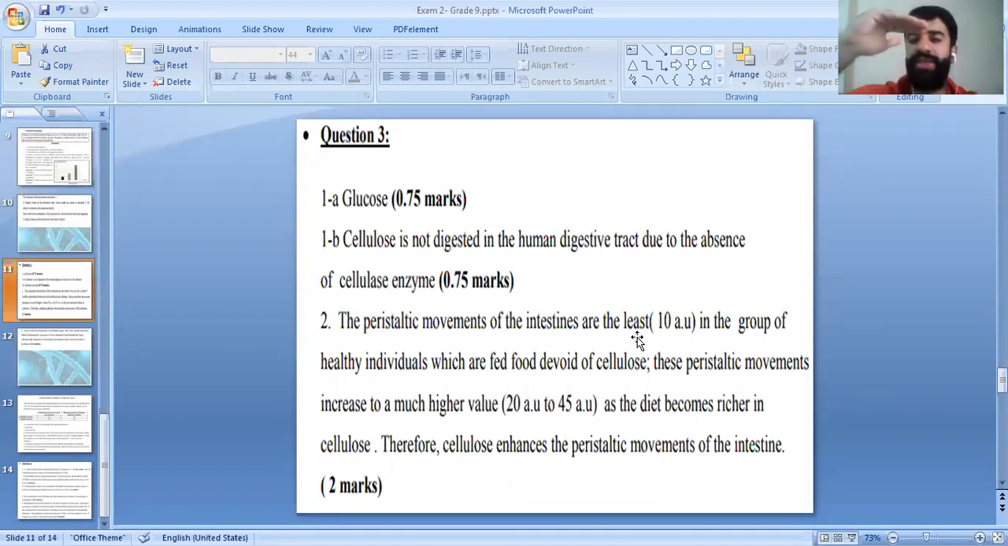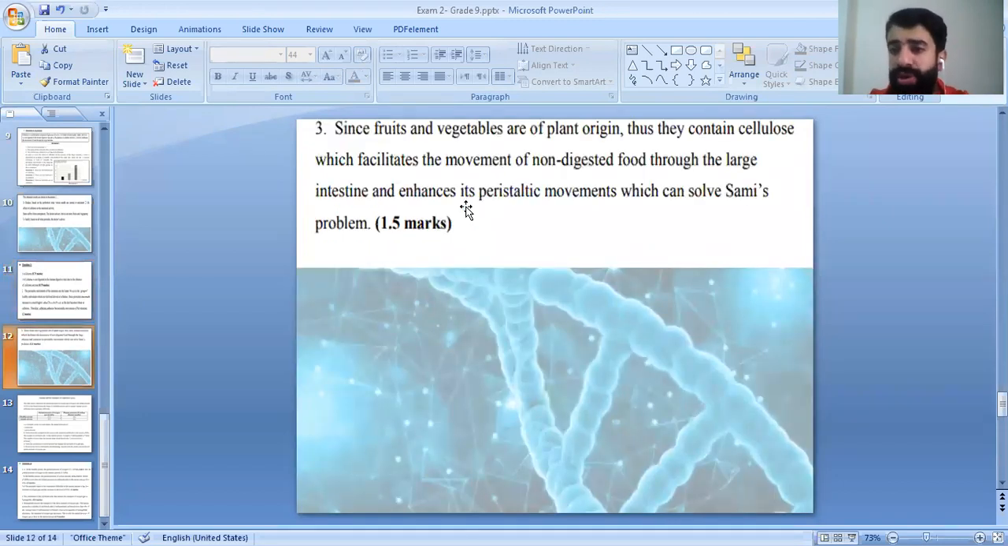The peristaltic movement increased to a higher level, from 20 to about 45 AU, when the food becomes rich in cellulose. So cellulose will stimulate the peristaltic movement of the intestine, and this will help with the movement of the food. That's why the doctor in part 3 advises Sammy to eat food rich in cellulose, which are fruits and vegetables, to increase the peristaltic movements through the large intestine and the small intestine, and to help the food move faster. So this will lead to the end of the constipation problem. Fruits and vegetables are of plant origin, so they contain cellulose.